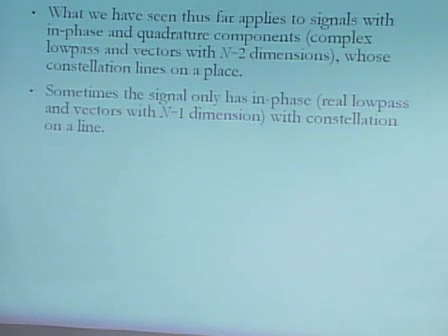Okay, so the formulation we've seen so far applies to signals with both in-phase and quadrature components, so complex low-pass signals, or if you want, vectors in two dimensions, I and Q. So this constellation lies on a plane.